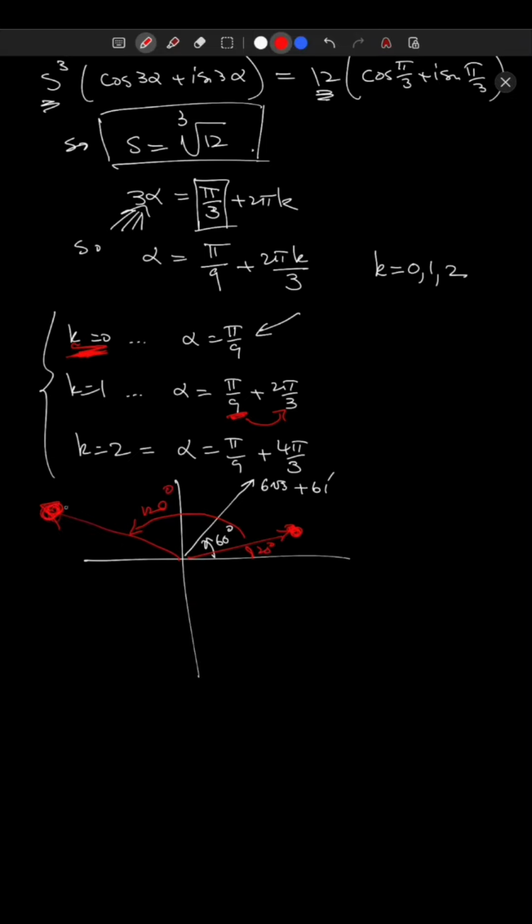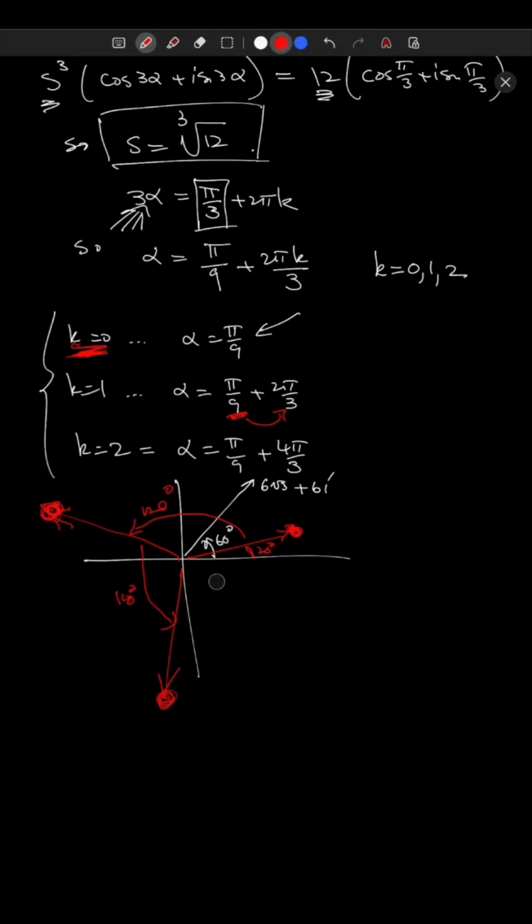And then what's my next solution? It's the previous one, pi over 9 plus 2 pi over 3, and then plus another 2 pi over 3, which is another 120 degrees. So that's going to be my third solution. And then if I go for k equals 3, that'll come back to my first one.